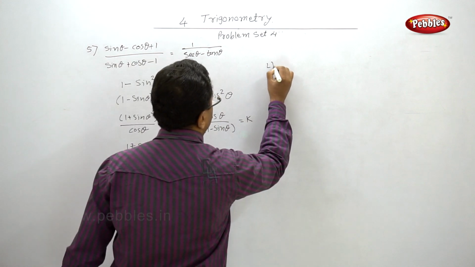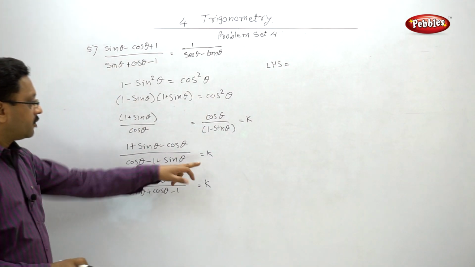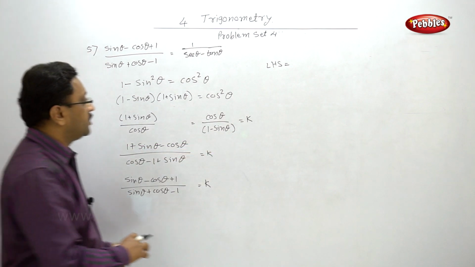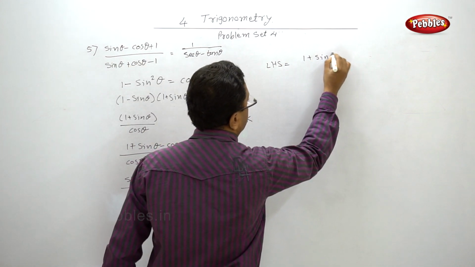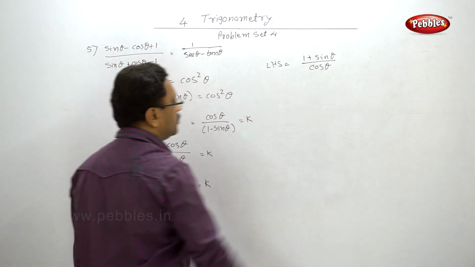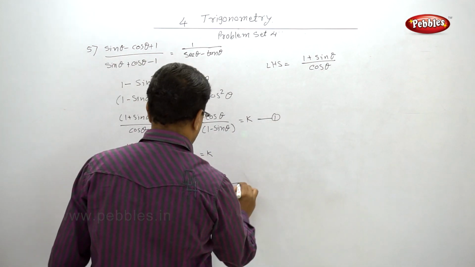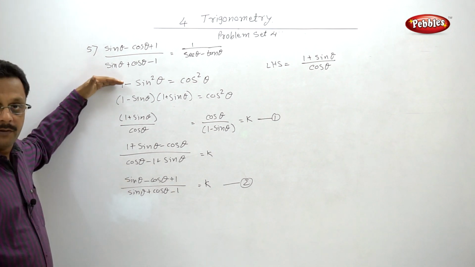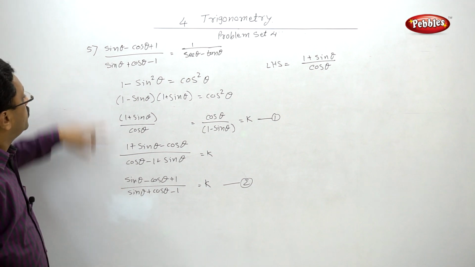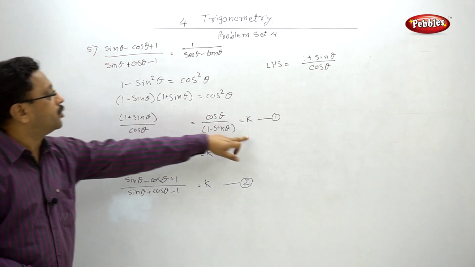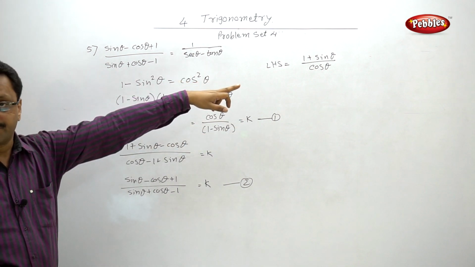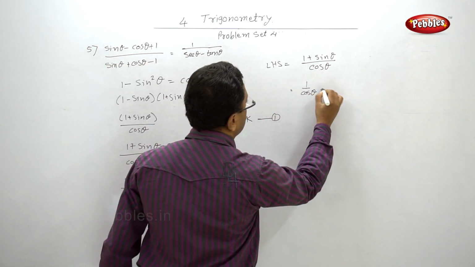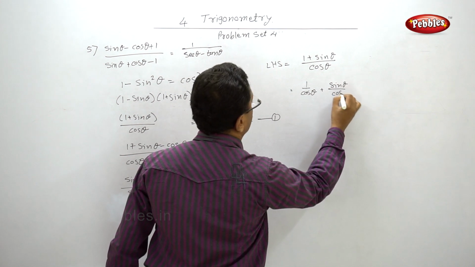So my left hand side, since this is equal to k and these two ratios are also equal to k, I will say this left hand side is equal to 1 plus sin theta upon cos theta, from 1 and 2. Correct? I have started with one identity. I came up to some ratio which is equal to left hand side, and in that ratio I have taken the first term as my left hand side. Okay? Now I will solve this. This is equal to 1 upon cos theta plus sin theta upon cos theta.